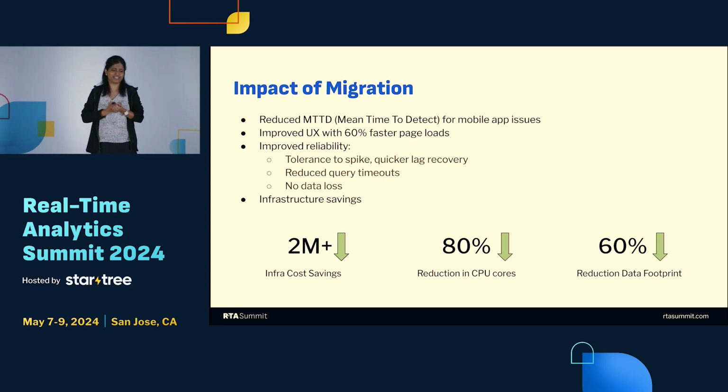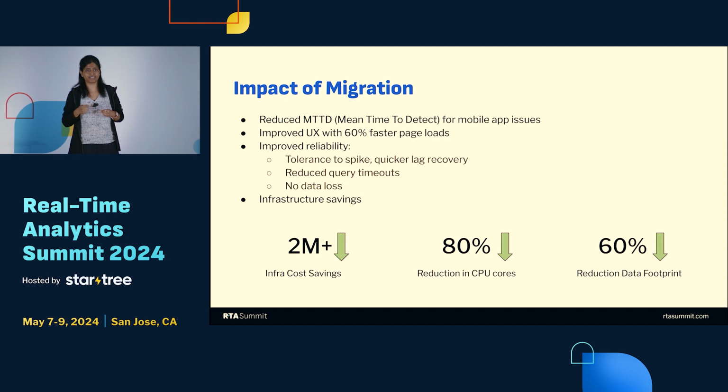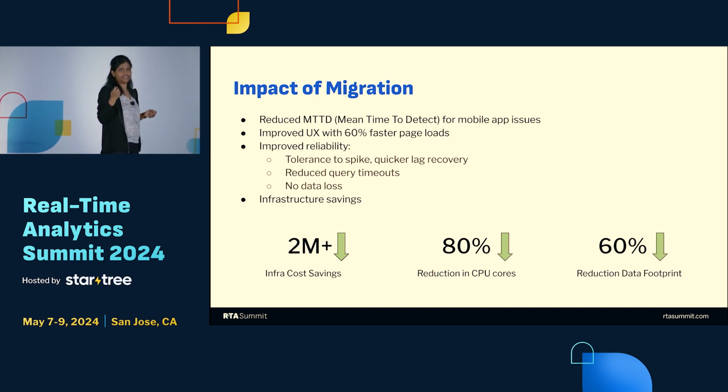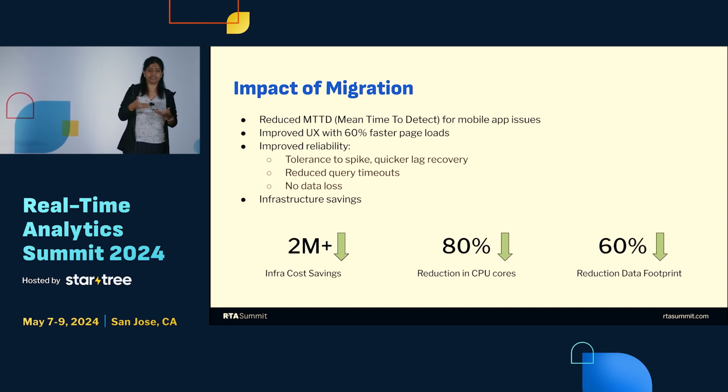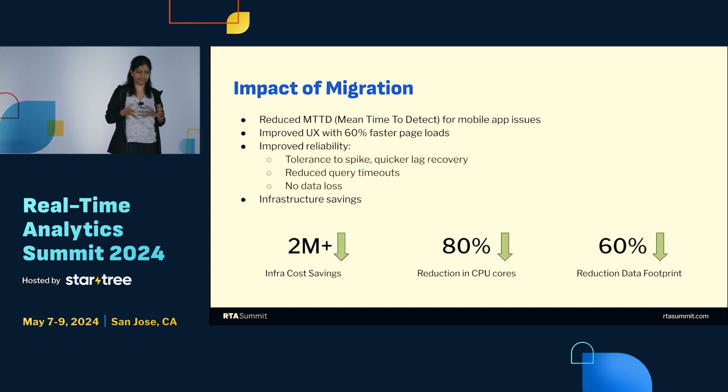So first, we reduced the time to detect for mobile app crashes significantly. Because when there is a surge in your ingestion, that means there is definitely some issue. Elasticsearch used to have some bottlenecks: it didn't give you fresh data, and the queries used to time out, etc. But with Pinot, we were able to resolve those issues with fine-tuning of your segment size. And this was the first easy-to-see win.